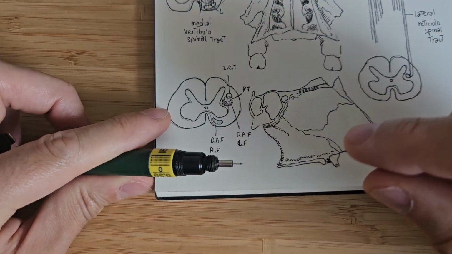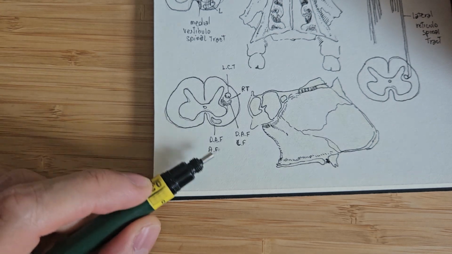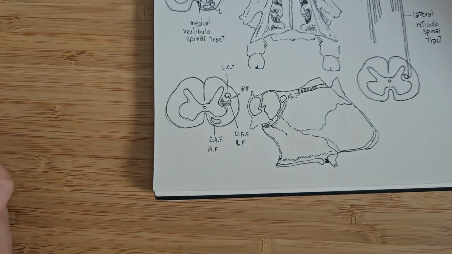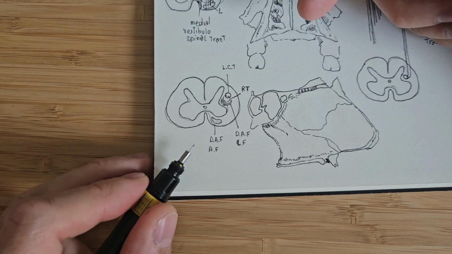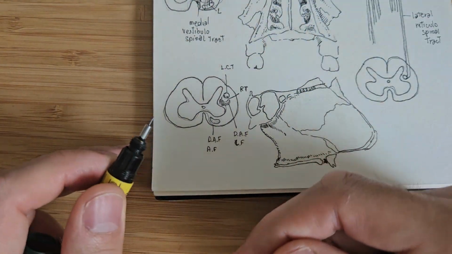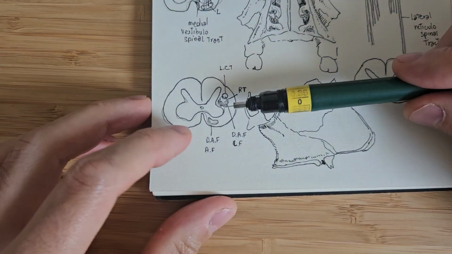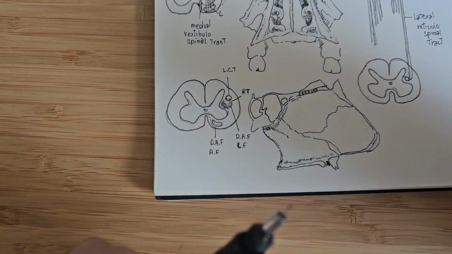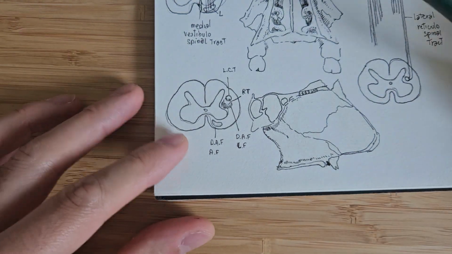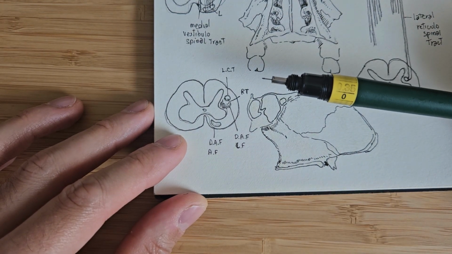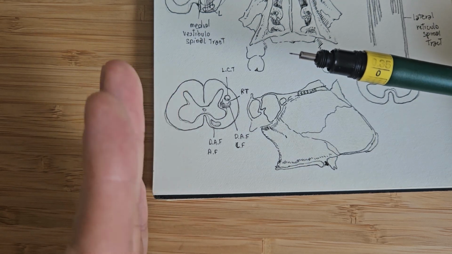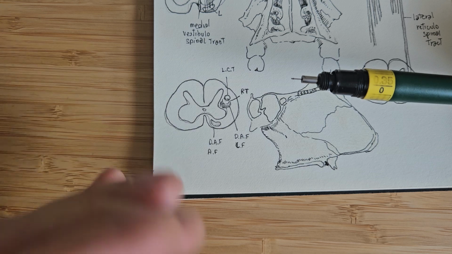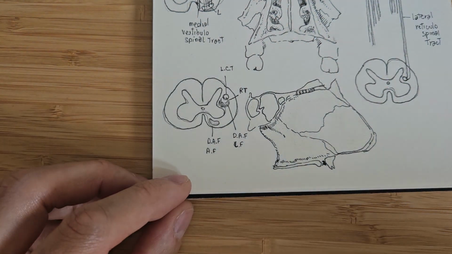And last but not least, we have the descending autonomic fibers in the anterior funiculus. Similar to those in the lateral funiculus, these fibers also originate from the higher autonomic centers but travel through the anterior funiculus, and they contribute to the modulation of autonomic functions, particularly those related to sympathetic and parasympathetic activities.